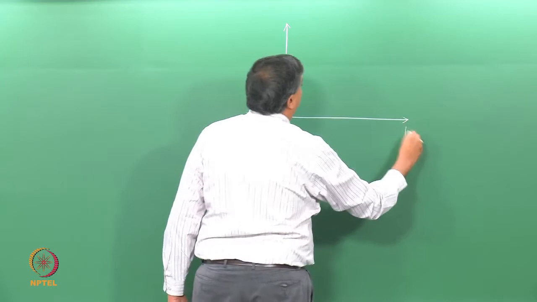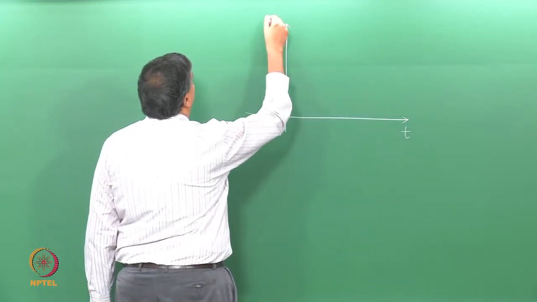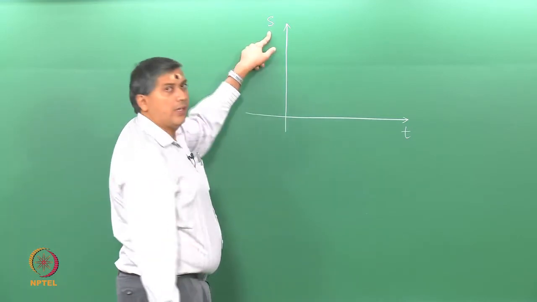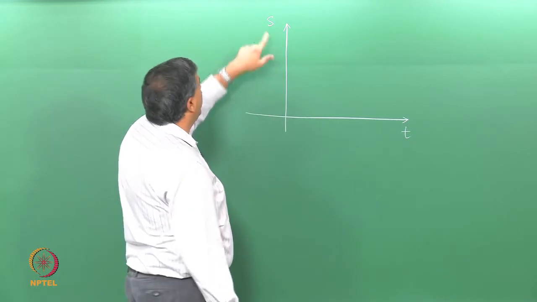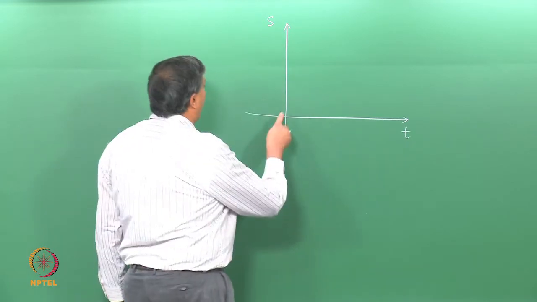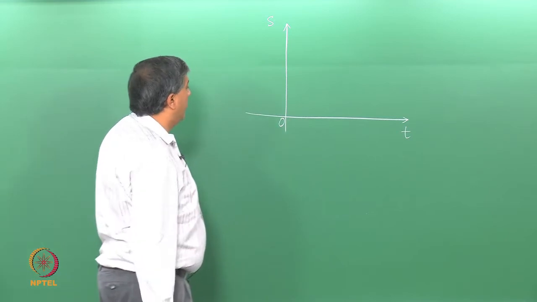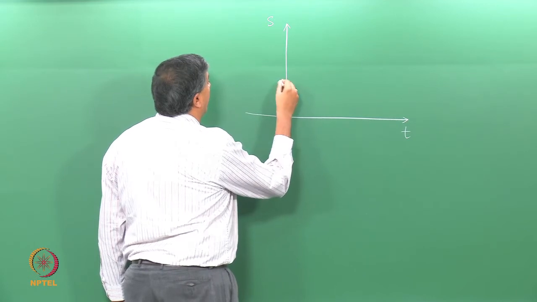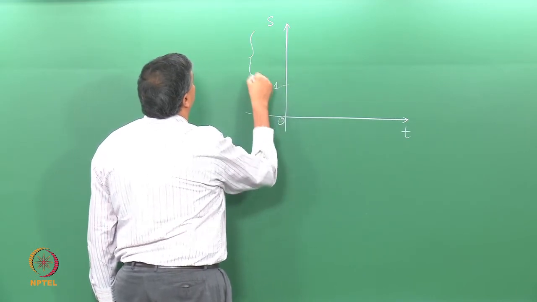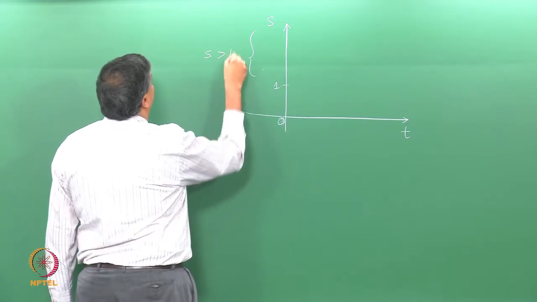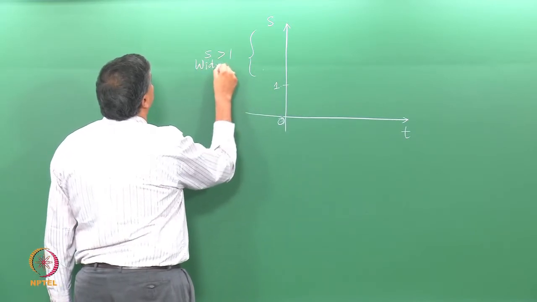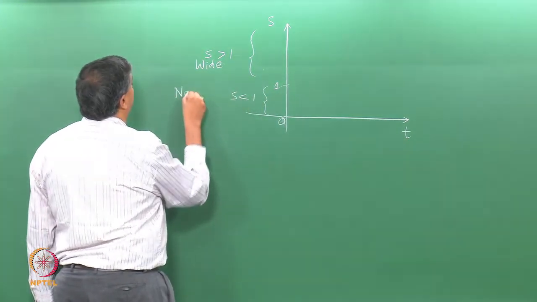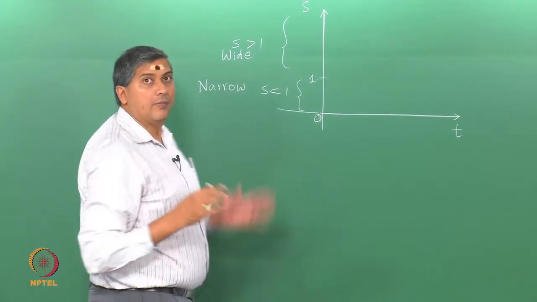So, let us say this is the time, and here we have the time scale plane, if you like. Remember, unlike the regular time frequency plane, here we are drawing the time scale plane. Let us assume this is scale 0 and here we have scale 1. Here we have S greater than 1, which means wide wavelets relative to 1, and here S less than 1, so narrow width in time.